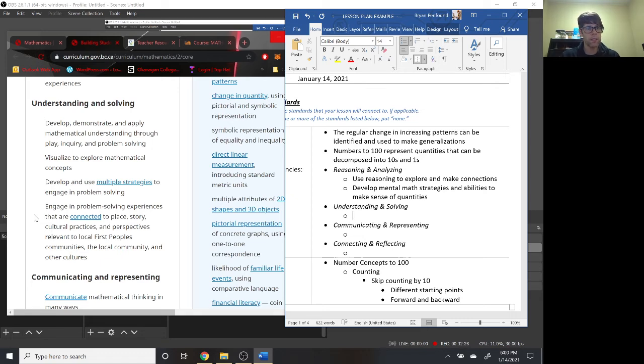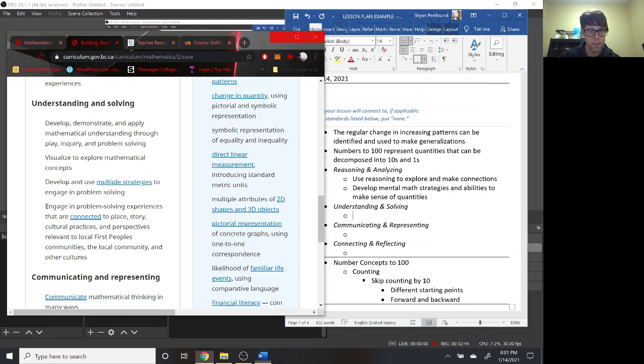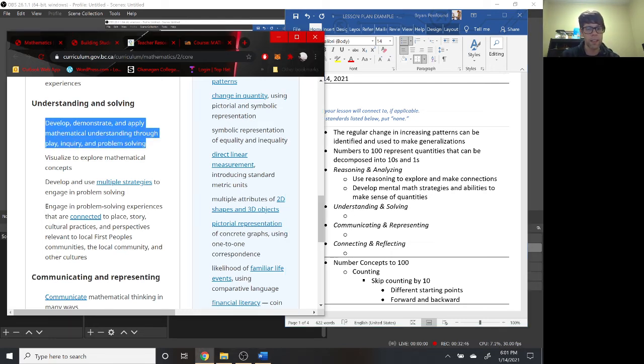So develop, demonstrate, and apply mathematical understanding through play. Say we have our game. Inquiry. We're asking questions about what's happening in pattern and problem solving. I think, yeah, we can probably make an argument that we're connecting to this particular one. Can I copy and paste this? I don't feel like typing it every time.